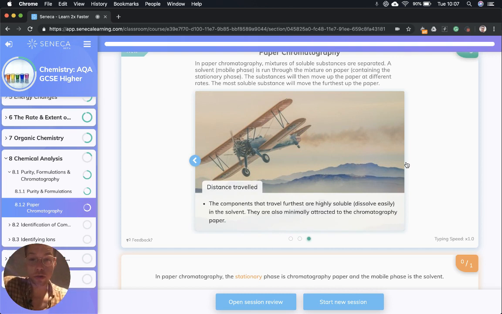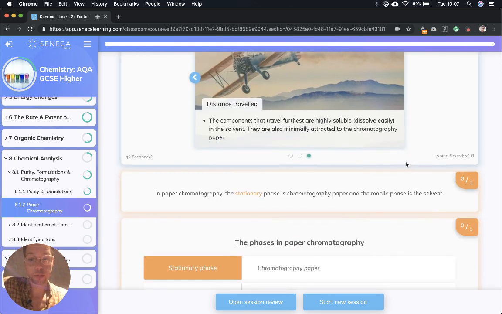Now, we all care about distance. The component that travels furthest is the most soluble. So that means it dissolves really easily in the solvent. And they are also minimally attracted to the chromatography paper, okay? So those are the key variables that we're going to look at when we're analyzing paper chromatography.